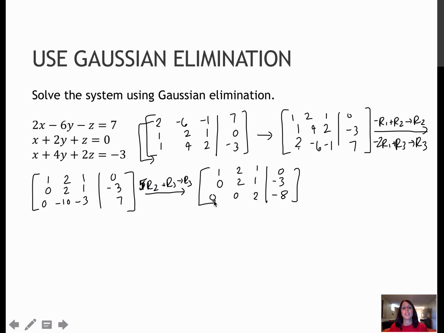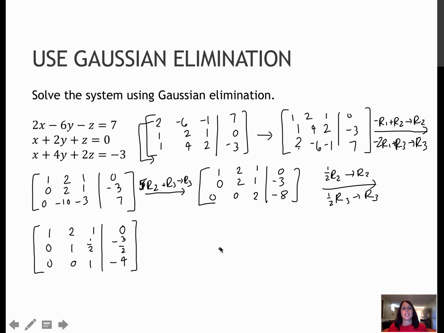So now I have the zeros where I want them, but I need this leading value to be a 1 and this leading value to also be a 1. So my next operation, I'm going to take half of row 2 and make that my new row 2, and I'm going to take half of row 3 and make that my new row 3, because dividing by 2 will make both of those 1.